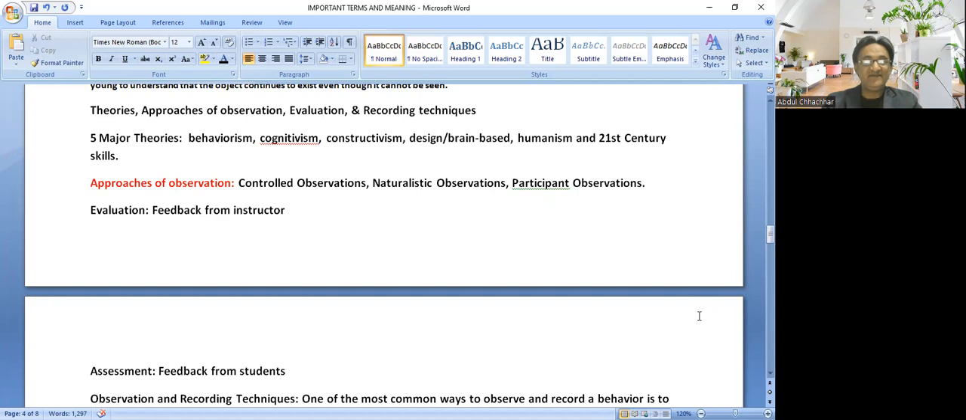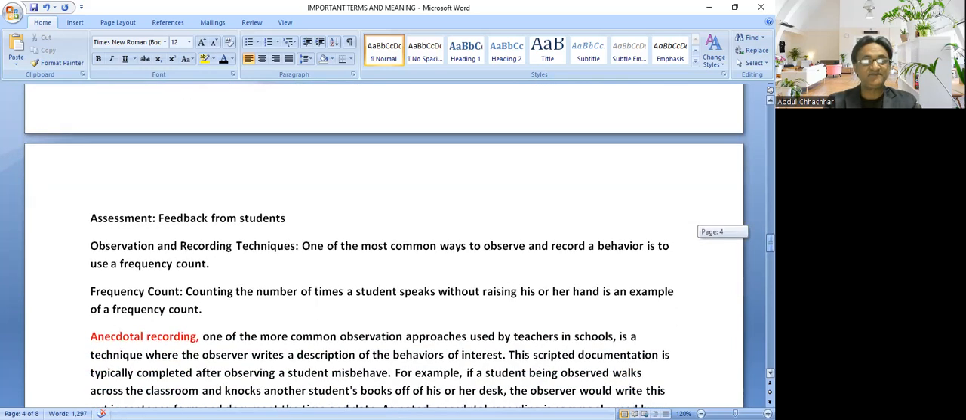Evaluation is feedback from the instructor. However, assessment is feedback from the student. So keep in mind, this is the big difference. Evaluation is feedback from the instructor. However, assessment is feedback when they are writing an exam. This is the feedback on how much they have learned.